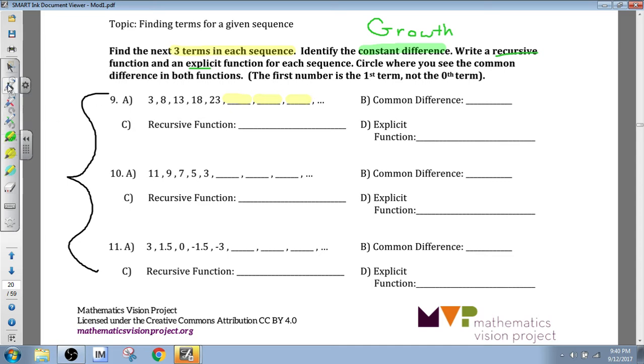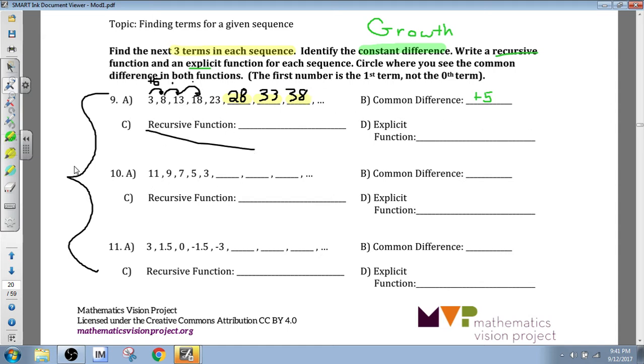So what are the next 3 terms in the sequence? Well, we have to figure out how the sequence is moving. So when we go from 3 to 8, and then from 8 to 13, and then from 13 to 18, we see that we're adding 5 at each step. 5, 5, 5. And in fact, that's our constant difference. Our constant difference is we're adding 5. So if we were to add 5 to 23, that becomes 28. If we were to add 5 to 28, that becomes 33. If we were to add 5 to that, it becomes 38. So that's going to be our constant difference.